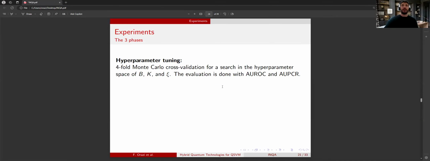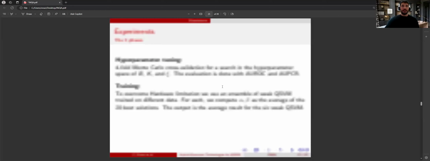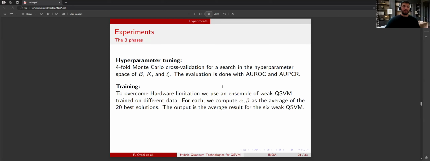Hyperparameter tuning is a very crucial part of the overall experiment. It was done as a 4-fold Monte Carlo cross-validation, much like standard machine learning, and we searched in the hyperparameter space of B, K, and Xi. The evaluation was done with the same method that we saw before. The training was done much like the workflow that I showed before.